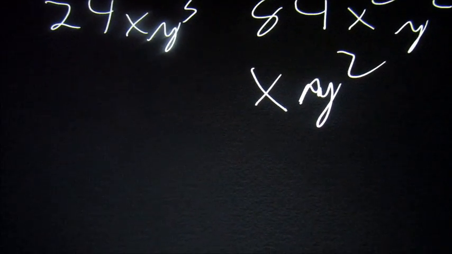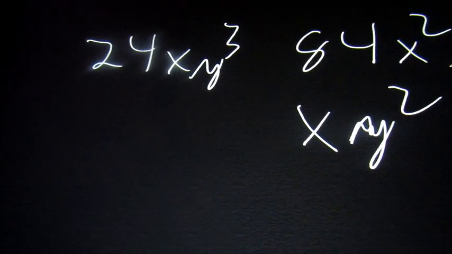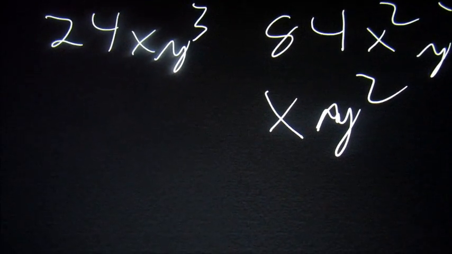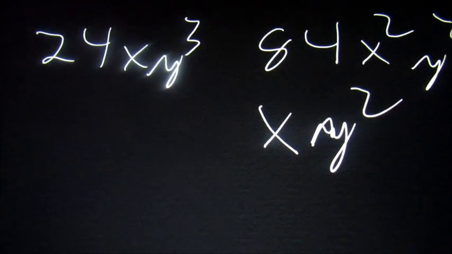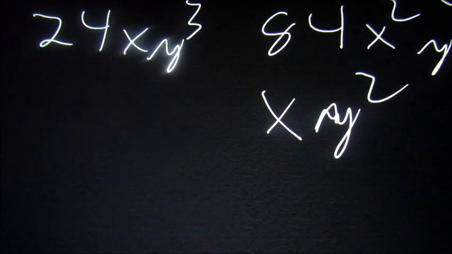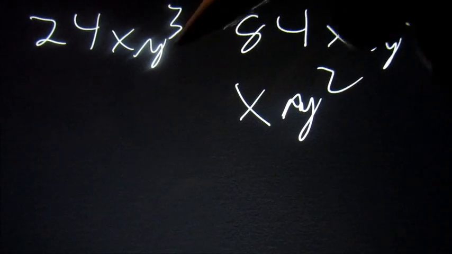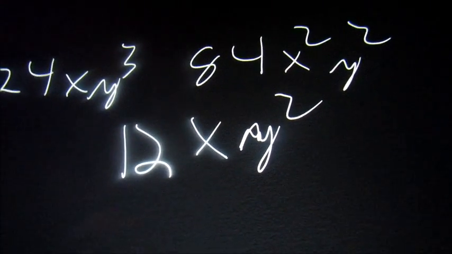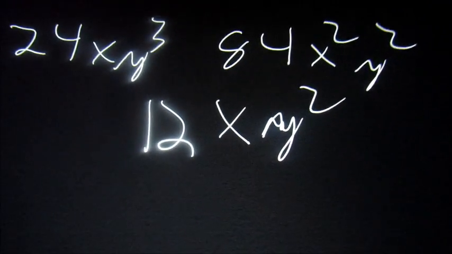So now we have to find the number that's the smallest that will go into both of these. So this time, I'm going to do the other method, where I see if 24 will go into 84. It will not go evenly, so I'm going to divide 24 by 2 and get 12. 12 will go into 84 7 times, so the answer here is going to be 12. So 12xy squared is the greatest common factor of these two terms.